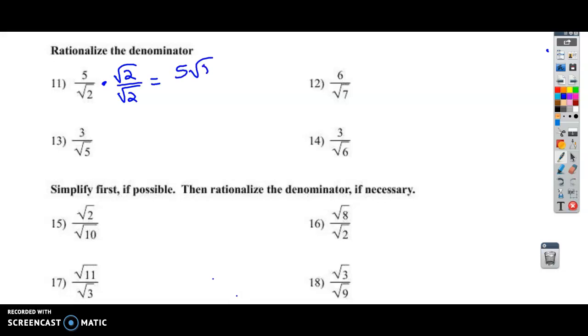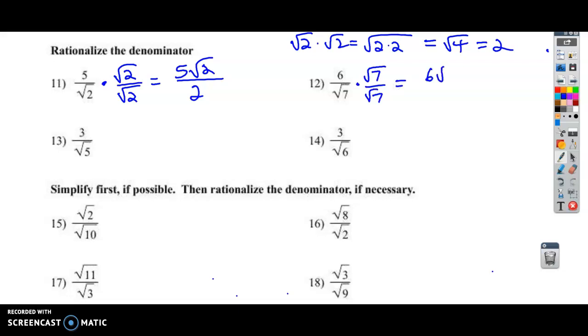because I'm getting rid of the radical in the denominator, because root 2 times root 2 is square root of 4, which is 2. Done. Can't be simplified. 12. Multiply by special 1. 6 root 7 over root 7 times root 7 is just 7.